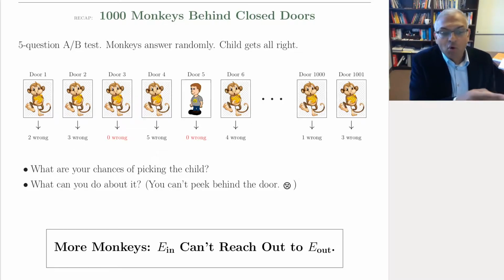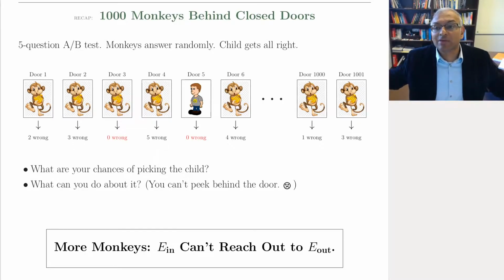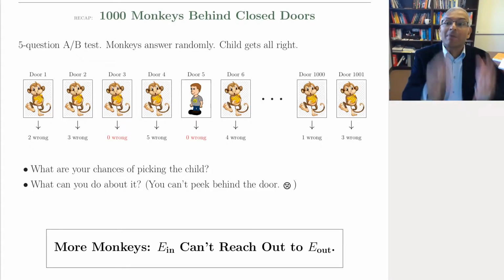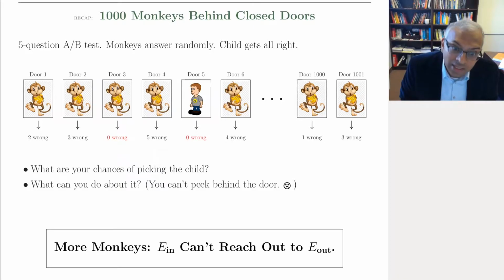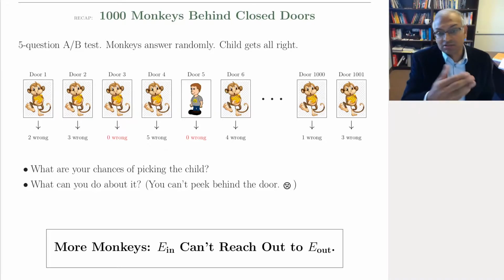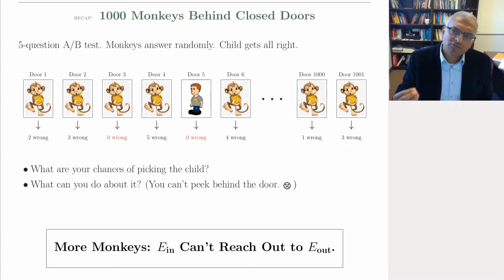But I'll tell you a fact. If we had not 1,000 monkeys, but 10,000, 1 million, an infinite number of monkeys, the more monkeys there are, the more likely it is that there'll be many monkeys which get 0 wrong. And it's even less likely now that E_in will reach E_out. So when you have many choices to pick from, the fact that some of them may get lucky out of sheer dumb luck creates a huge barrier to being able to reach from the in-sample error to the out-of-sample error. That's what we're going to address today.